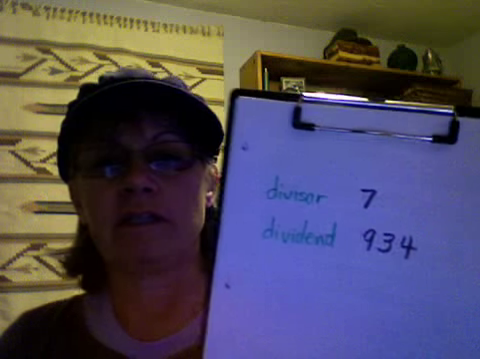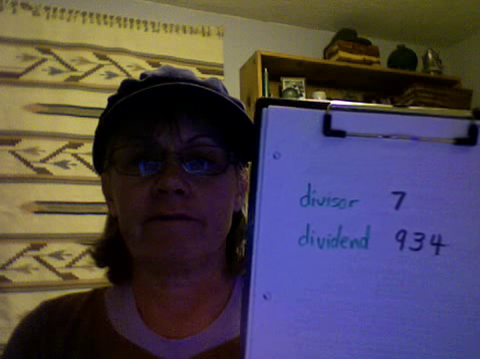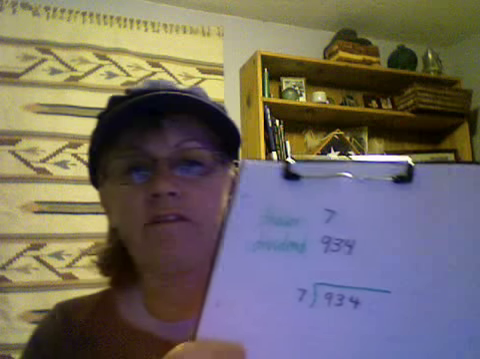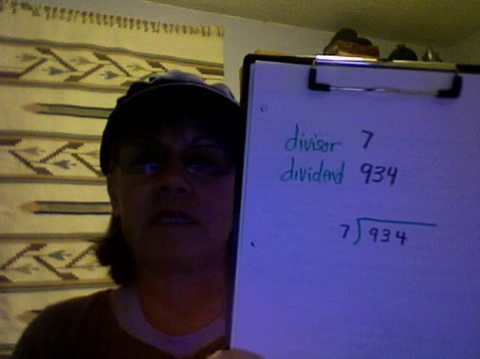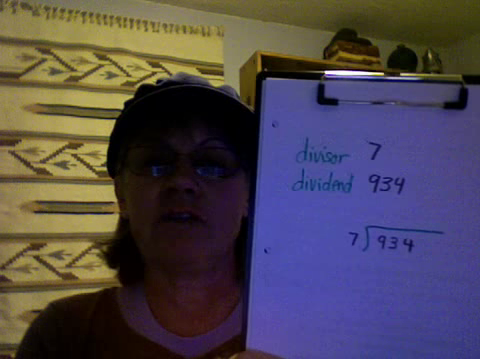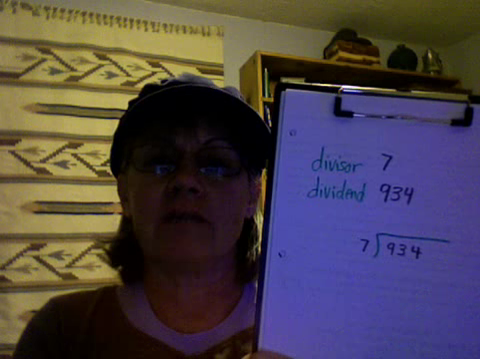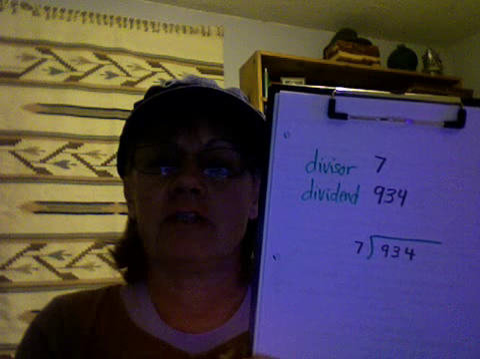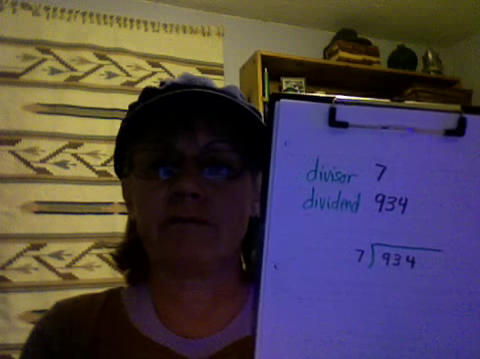And we'll start out with the first problem, which has a divisor of 7 and a dividend of 934. Set up to solve, it's going to look like this. How many times can we subtract 7 from 934? Even though we won't be subtracting and subtracting and subtracting, that's what division is all about. So the problem for this is 934 divided by 7.